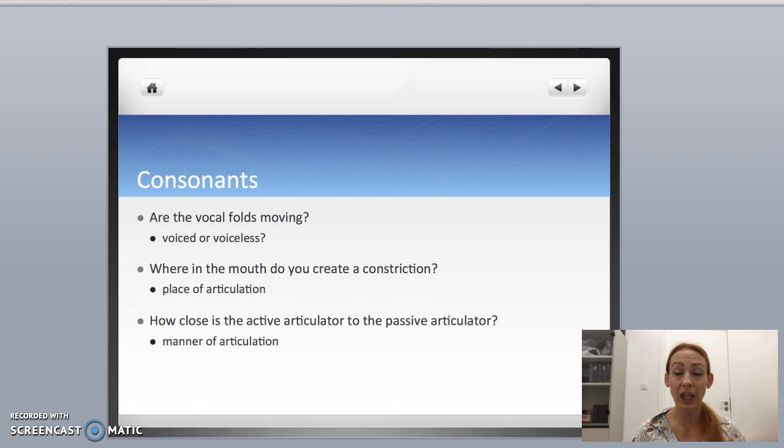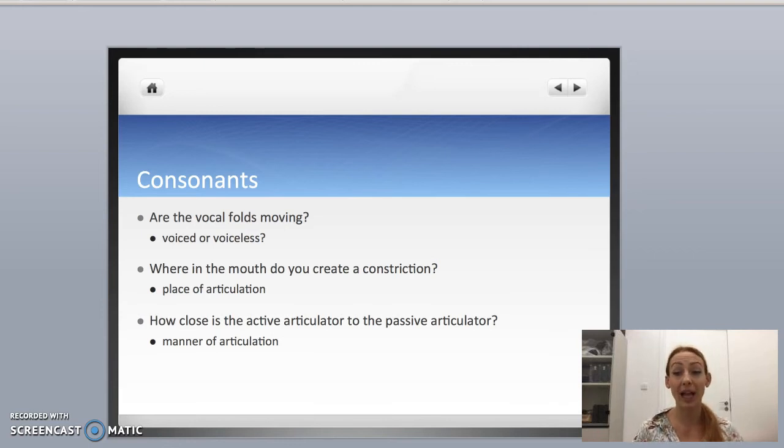They're fairly close, but the air is moving out. It's making this hissing sound. So we know this is a fricative. For k, you can feel that the back of your tongue, your active articulator, is touching the soft palate, the passive articulator. So the air is completely stopped. That's why we know that it is a stop.